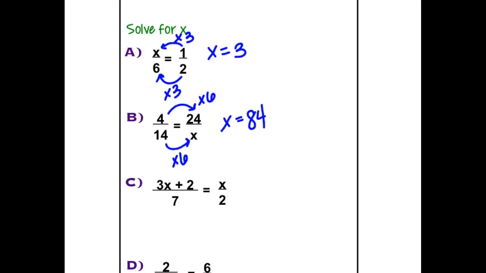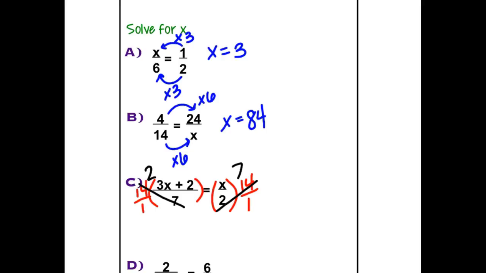All right, let's look at C. Now we got variables on both sides. So I like to treat this as if it's a giant fraction on the left and a smaller fraction on the right, and variables on both sides. We need to clear that denominator. So I say, okay, what can 7 and 2 both go into? Well, that's 14. So I'm going to multiply both sides by 14 over 1. And when I do that, now I simplify and I say, okay, 14 divided by 7, that's 2. 14 divided by 2, that's 7.